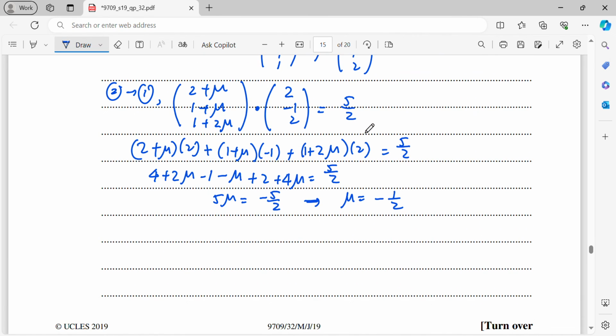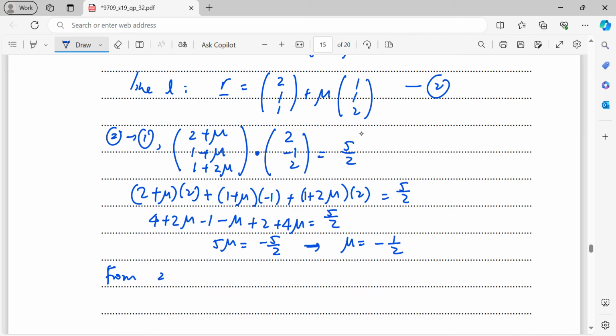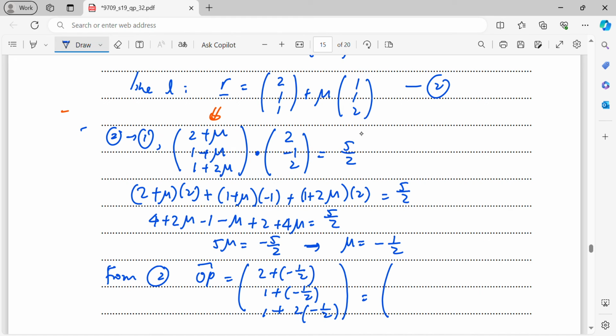So now to get the OP, I will refer to the second equation. That is OP equals to, probably you can just directly refer to this, because that is also the second equation. So I will get 2 plus mu, then 1 plus negative half, after that, 1 plus 2 of negative half. Then you will be getting 2 minus half, that is 3 over 2. 1 minus half is half. Then 1 minus 1 is 0. So that is the position vector of the point P.